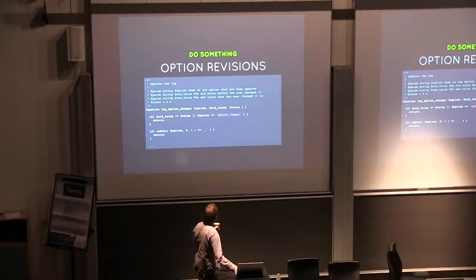So luckily for us, there's a hook, which we'll see at the end of this, that basically says after the option's updated. That's where the hook is, and the data you get with it is the name of the option, the previous value, and the new value. That's exactly what we need to make a log, so we can see that's what the setting was before, and it was changed to that, and it was changed by this person.